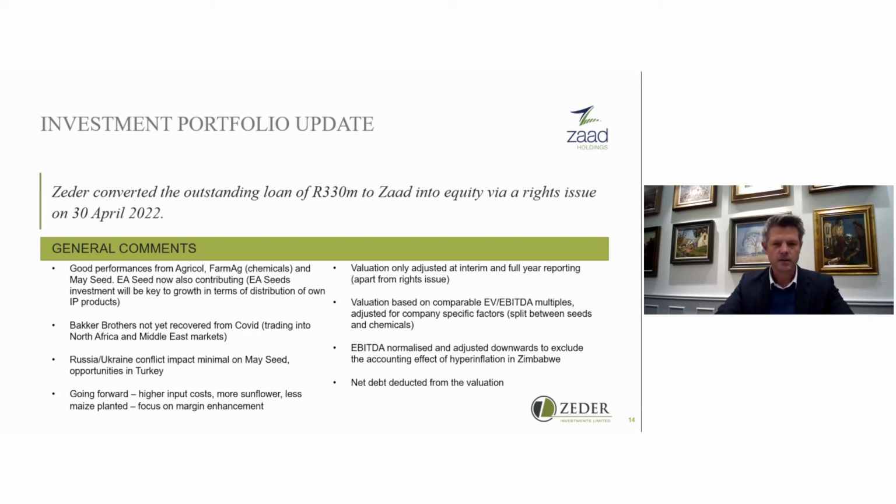In terms of valuation, we don't adjust it formally in terms of a valuation model. We only do it at interim and full year. But as I mentioned before, obviously the rights issue had an effect on the valuation in our books. Valuation for Zeder, at our year end, we're doing it on an EV/EBITDA multiple. We apply specific factors for seed and chemicals. We normalize the EBITDA downwards to strip out the effects of hyperinflation. Obviously, Zimbabwe is in a hyperinflationary environment, and then deduct the net debt from this valuation.